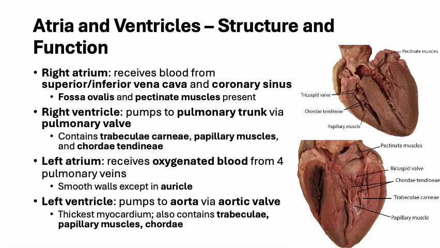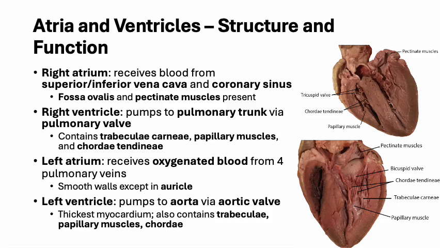The left atrium receives oxygenated blood from the lungs through four pulmonary veins, two from each lung. Its walls are generally smooth, except for the auricle, which contains pectinate muscle ridges. Blood then flows into the left ventricle, the most powerful chamber of the heart. It pumps blood into the aorta through the aortic valve to be distributed to the entire body.